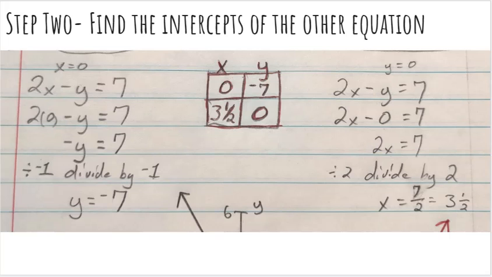So intercepts, when it comes to linear equations and the coordinate plane, intercepts are where your line crosses either the x-axis, the y-axis, or another function. All of those are different intercepts, or another equation, okay, or another line. All of those are intercepts, right?